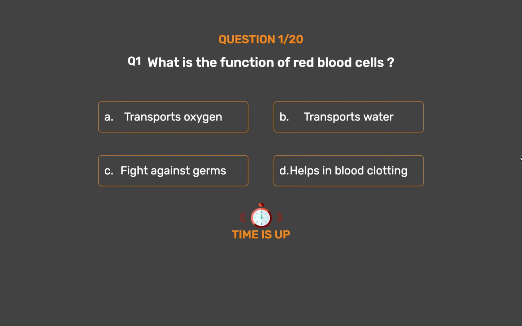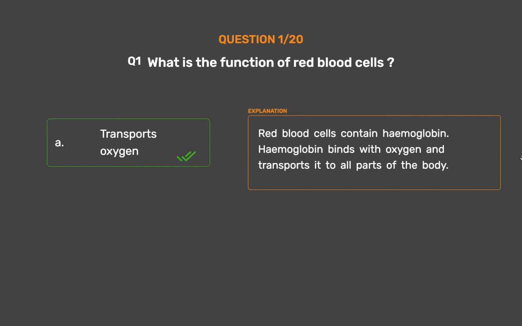The correct answer is option A. Transports oxygen. Red blood cells contain hemoglobin. Hemoglobin binds with oxygen and transports it to all parts of the body.